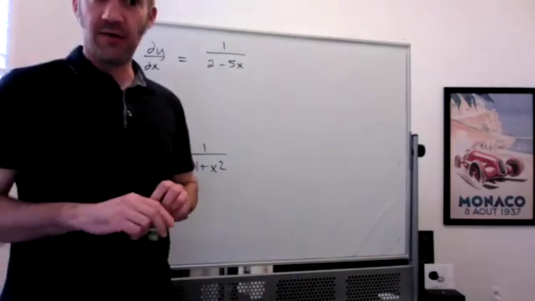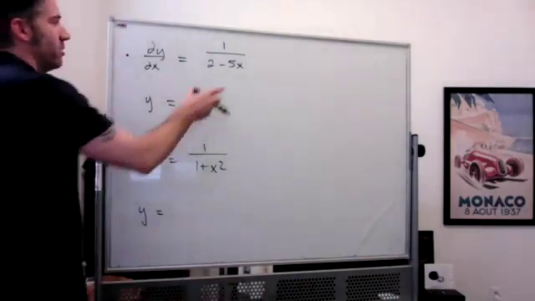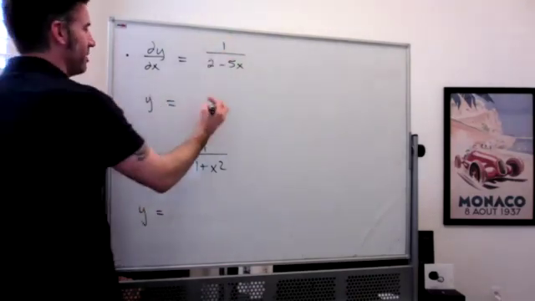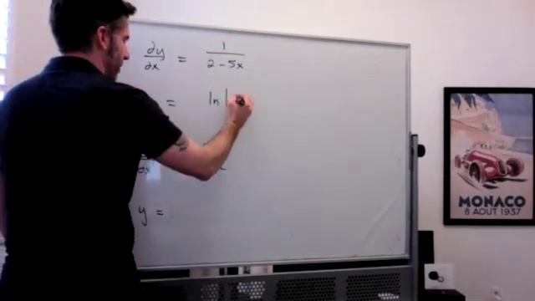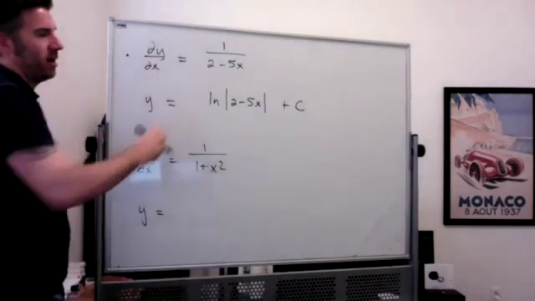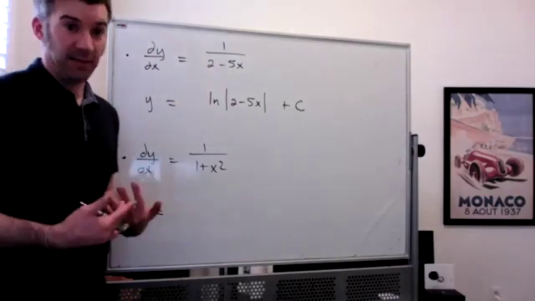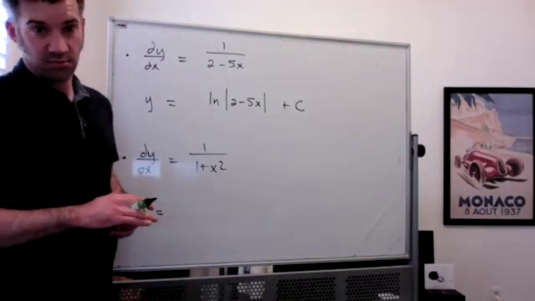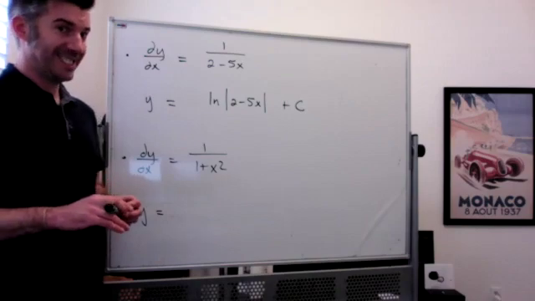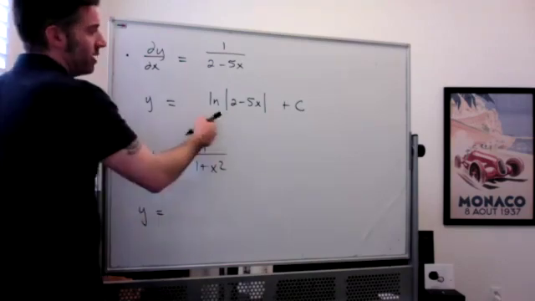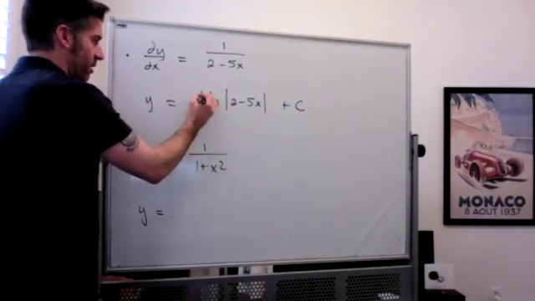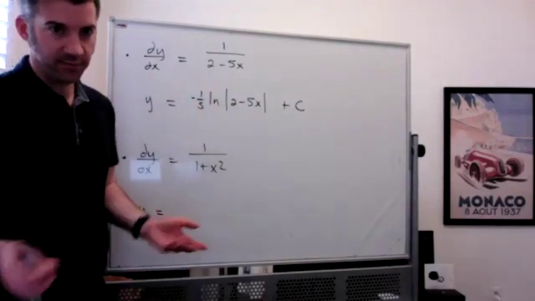So hopefully that was enough time. So the antiderivative of 1/(2 minus 5x) is going to be the natural log of the absolute value of 2 minus 5x plus c. But what do I need to divide by? Negative 5. Yeah. So you could write divided by negative 5, or you could write times negative 1/5. Either way is perfectly fine.